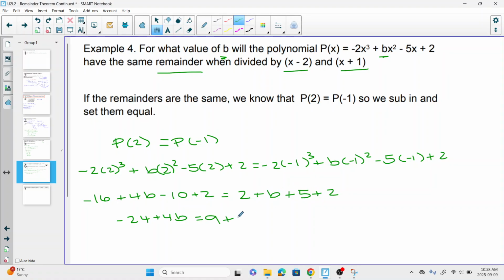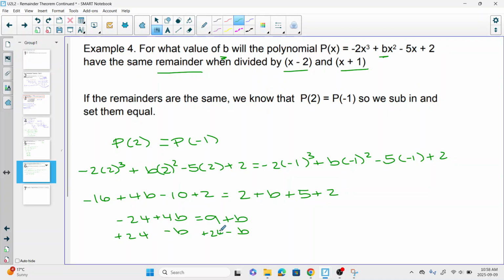9 plus b. We want to isolate our variables on one side, so I'm going to take away b from this side, which means I'm going to take it away from over here, and then I'm going to add 24 to this side, which means I'm going to add 24 over here. So what am I doing here? I wrote 25, I'm going to fix that. But you guys get the point.